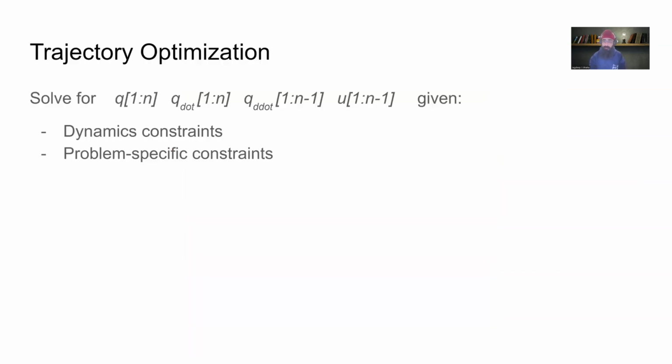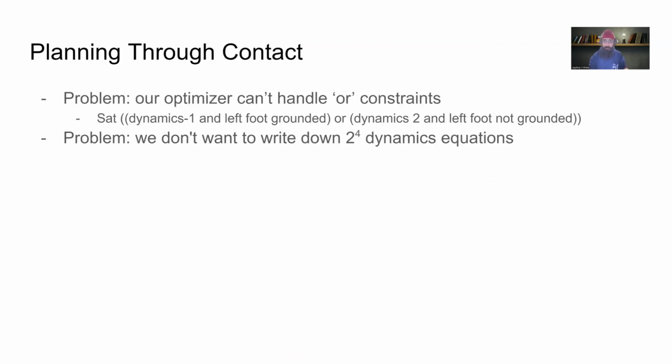We're going to formulate this as a trajectory optimization problem using a direct transcription method. And in particular, I want to focus on why contact makes this difficult. The reason is our robot is going to obey a different dynamics equation depending on which feet are touching the ground. And this is a problem for two reasons. First, our optimizer can't handle these OR constraints. And second, we don't want to write down all of these dynamics equations.